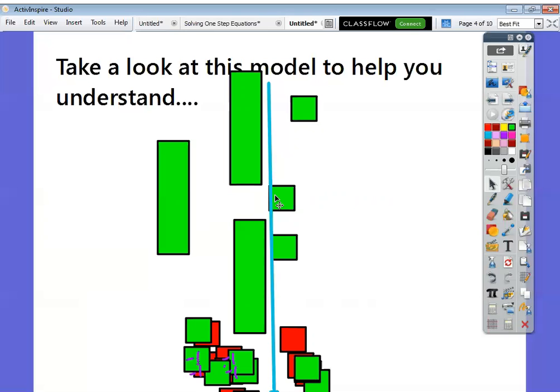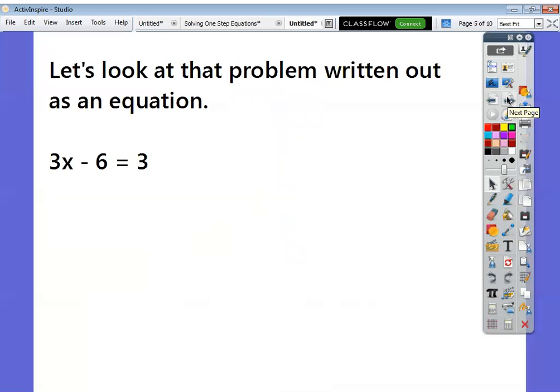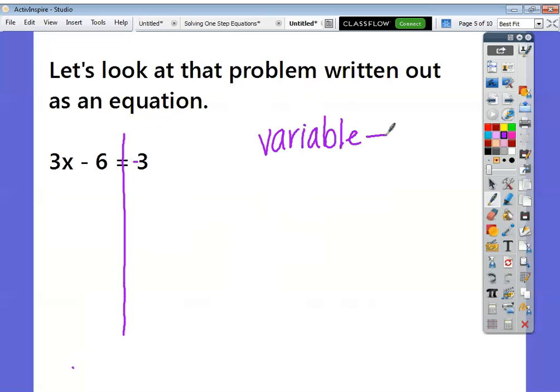So for all of you guys that didn't get it that way, we're going to solve it like an equation. So I had x, x, x, or I had 3 x's, minus 6, because I had 6 negatives, and then I had a negative 3 on the other side. So watch, ready? First, my variable, these are the questions that you must ask. My variable is x, okay?